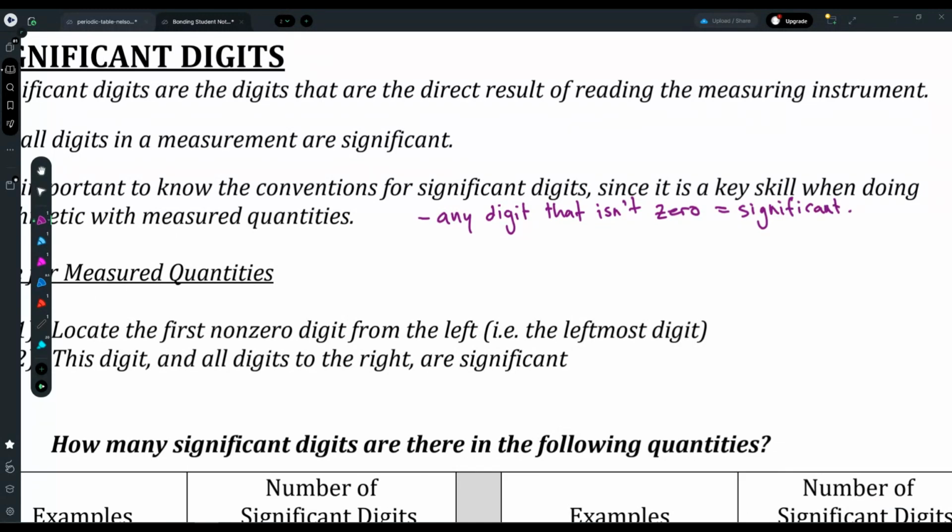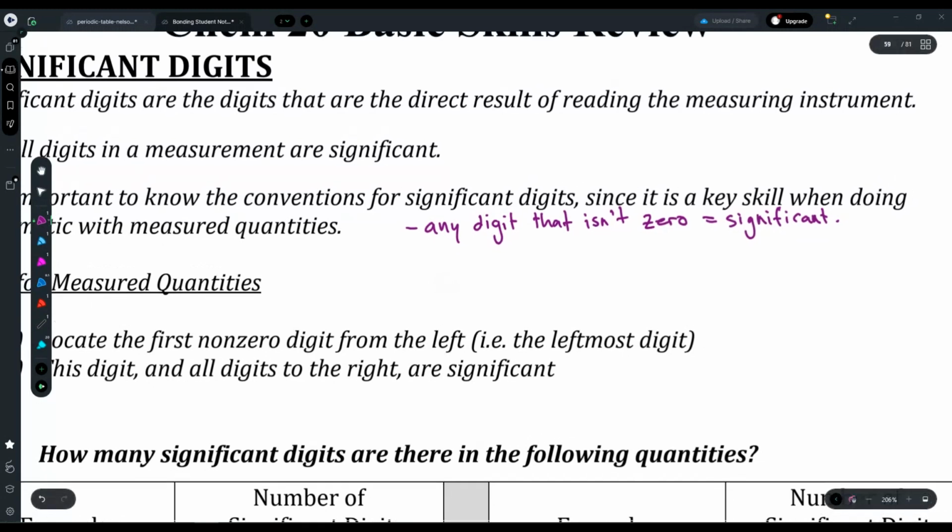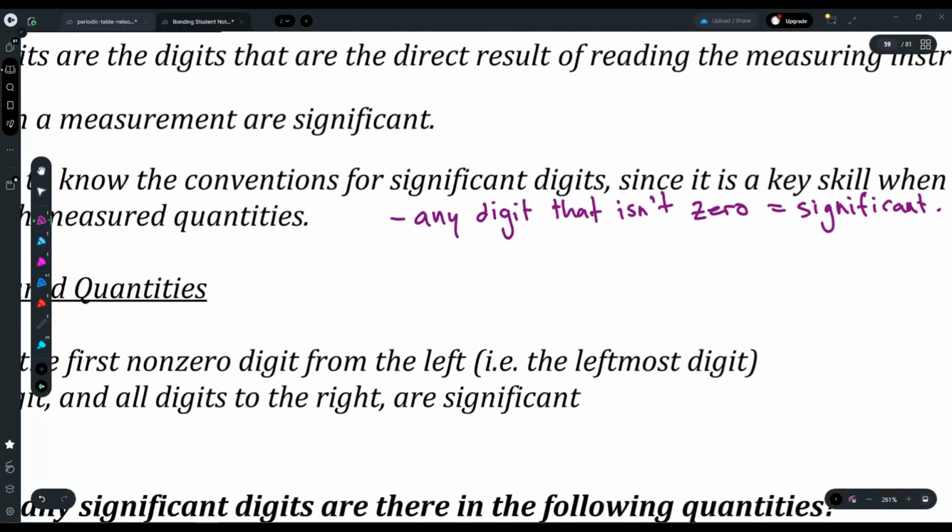Okay, now zeros are going to be a special case here. So you can break the zeros apart into 3 categories: leading zeros, sandwich zeros, and trailing zeros. So leading zeros, which are zeros that come before any digit that is not 0, those are going to be insignificant.